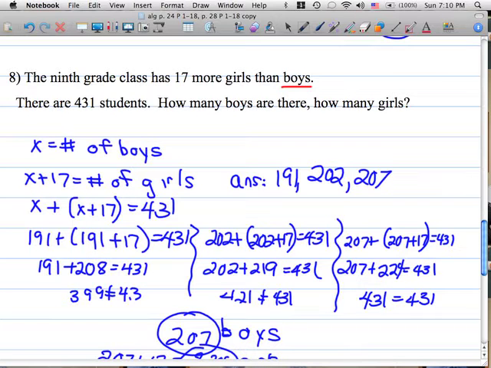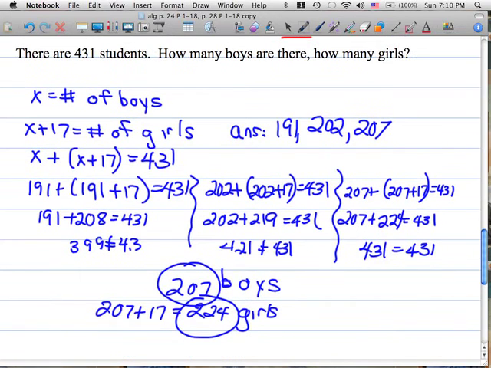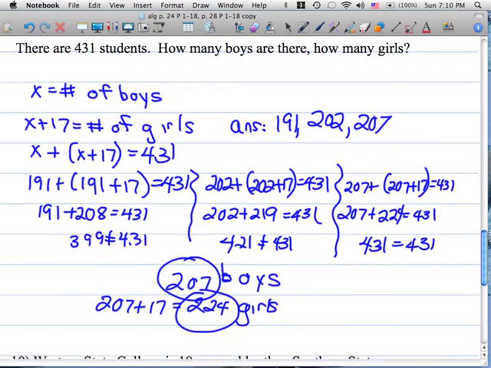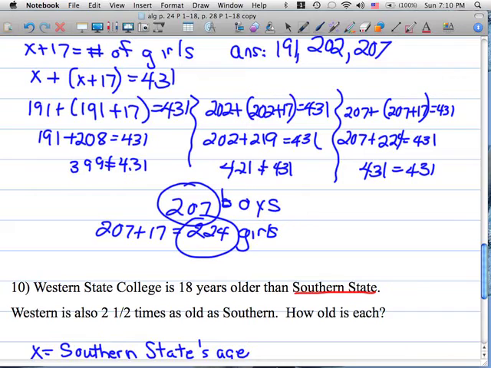And we're going to check the three possibilities. If I have 191, I have 191 plus 191 plus 17. That comes out 399. That doesn't work. If I put in 202, 202 plus 202 plus 17, I get 202 plus 219, which makes 421. And that doesn't equal 431. So if I put 207 in, I get 207 plus 207 plus 17. That's 207 plus 224. That does make 431. So there is a total of 207 boys, and add 17, there's 224 girls.